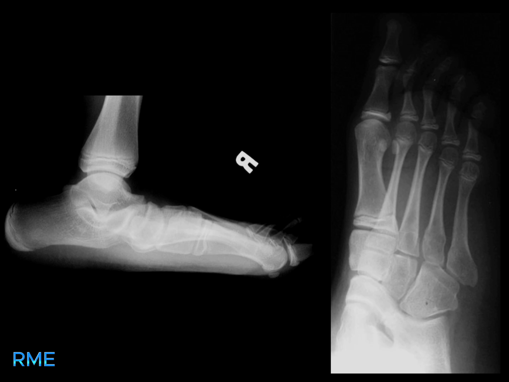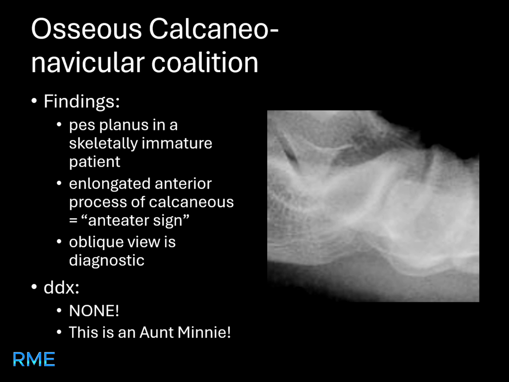Let's move to the next case. What abnormalities do you notice in this image? Here, I see pes planus in a skeletally immature patient with an elongated anterior process of the calcaneus, known as the anteater sign. This is characteristic of osseous calcaneonavicular coalition.